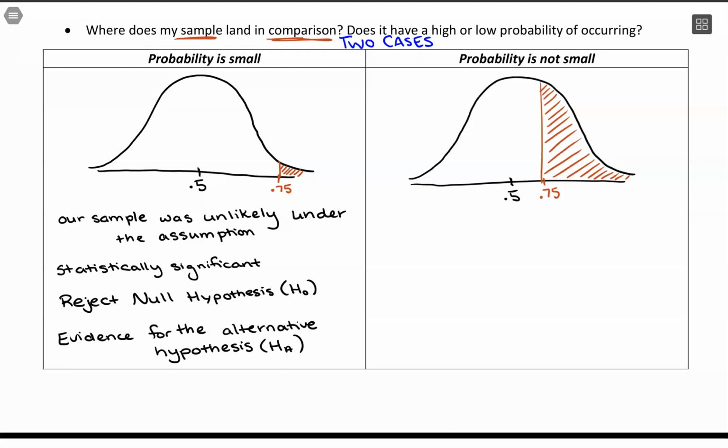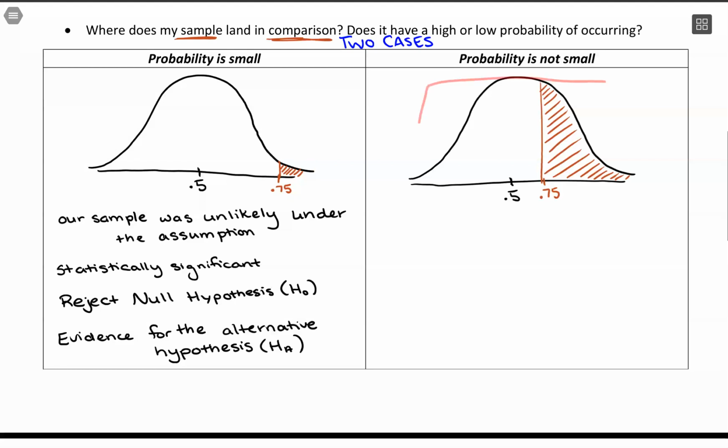So this would be a case where we'd end everything by saying we have an unfair coin. There is statistically significant evidence that we have an unfair coin because if our coin was fair, our sample was basically impossible or close to impossible.